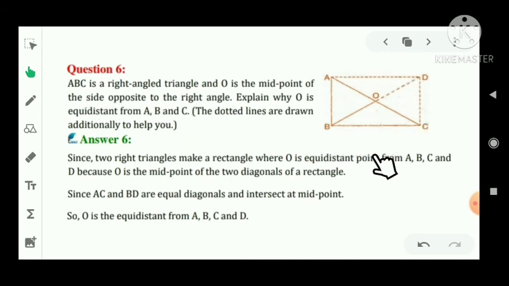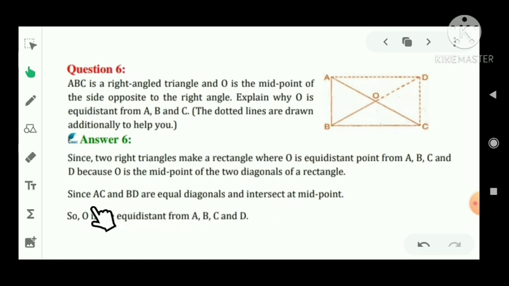This figure is given in this question. ABC is a right angle triangle and O is the midpoint of the side opposite to the right angle. Explain why O is equidistant from A, B and C. Let's see. Since two right angles make a rectangle, O is equidistant from A, B, C and D, because O is the midpoint of the two diagonals of a rectangle. You can see these are two diagonals of a rectangle. First one is AC and the second one is BD, and their midpoint is O.